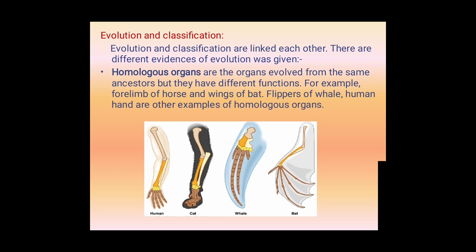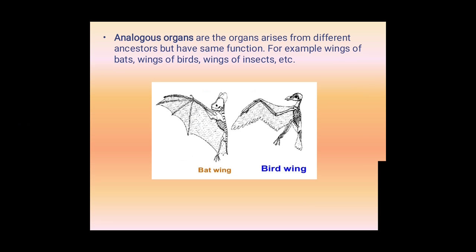For example, the forelimb of a horse and the wings of a bat both come from the same ancestor. Flippers of a whale and the human hand are other examples of homologous organs. They originate from the same ancestor, but they have different functions. Clear? Next, come to analogous organs.